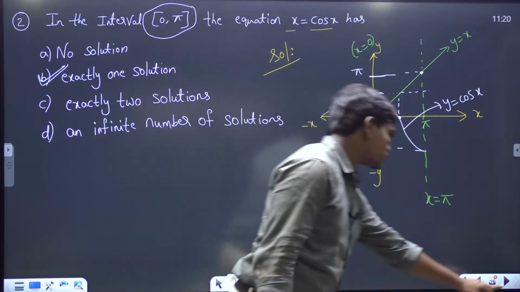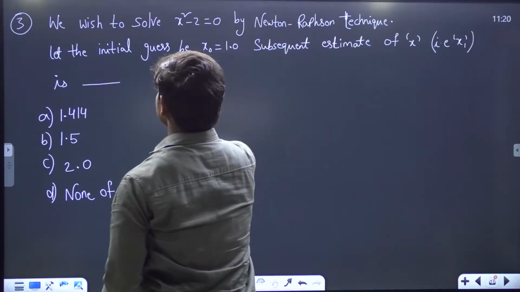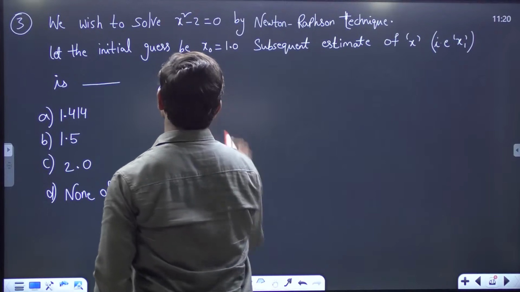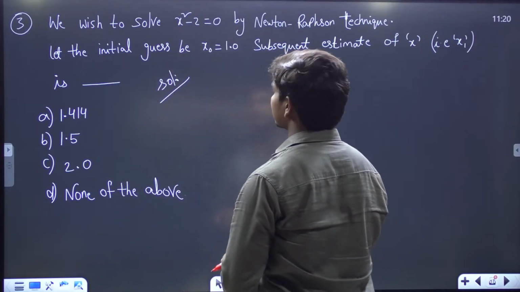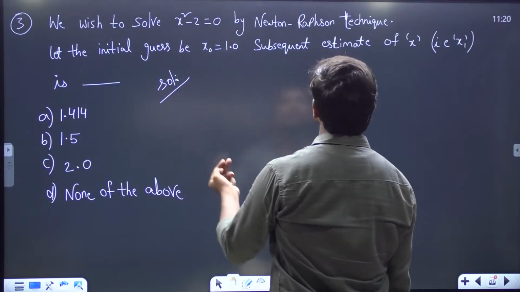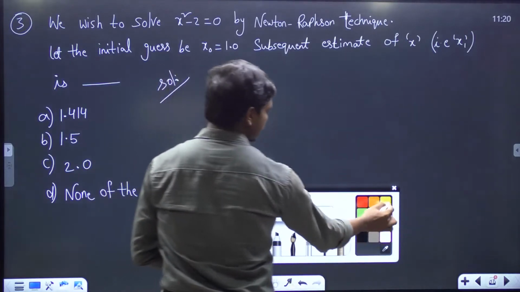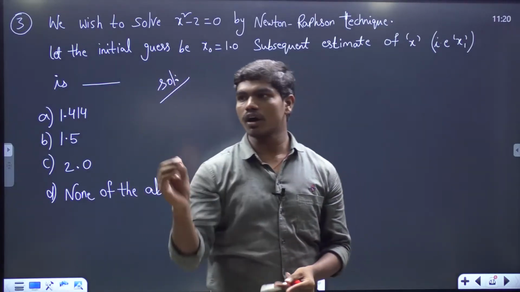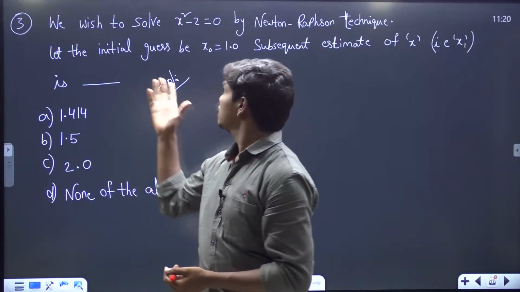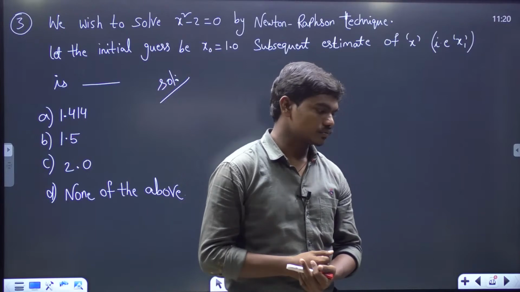Okay, so see here, third question. We wish to solve x square minus 2 is equal to 0 using the Newton-Raphson technique. Let the initial guess be 1. What is the subsequent estimate of x, that is x1? So please try to solve this question, all of you. We need to find the value of square root of 2 using this iterative formula basically. So please try to do this.